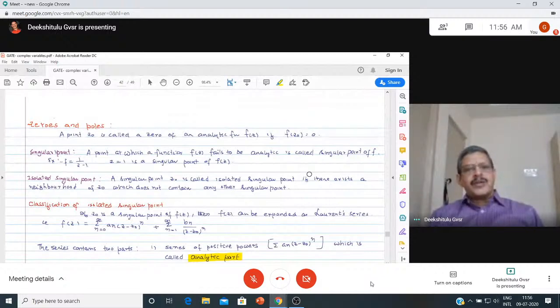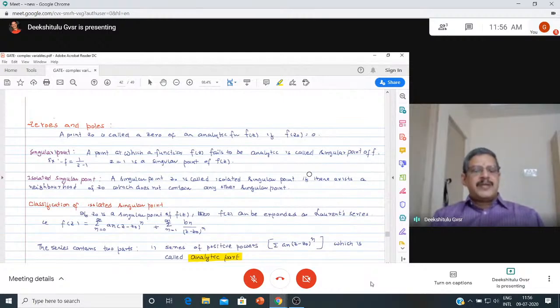Zeros and poles. A point z0 is called a zero of an analytic function f of z if at that point the function becomes 0. And a point is called a singular point if f of z fails to be analytic at that point. Just like I said, everywhere around in this region it is analytic, but at a point it is not. So that is a singular point.